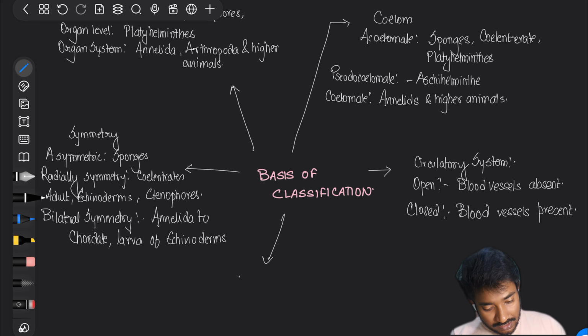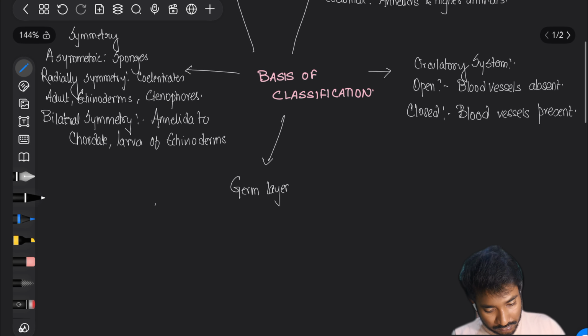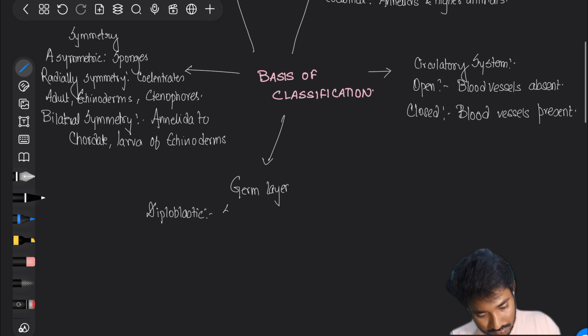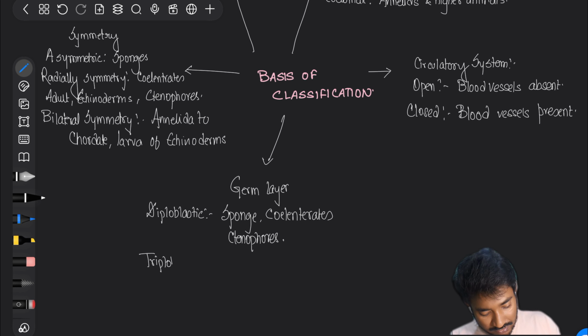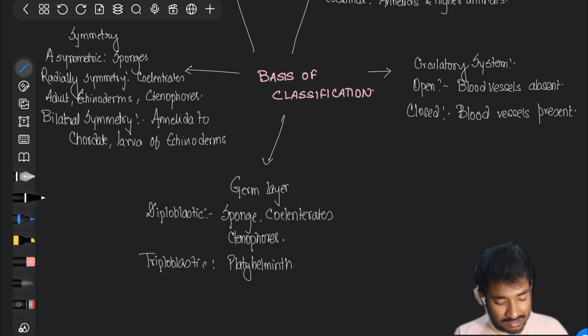In the case of germ layers: diploblastic, it is sponge, coelenterates and ctenophores. And triploblastic, it is Platyhelminthes and higher animals.